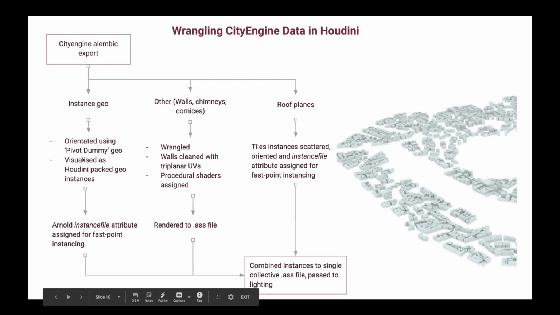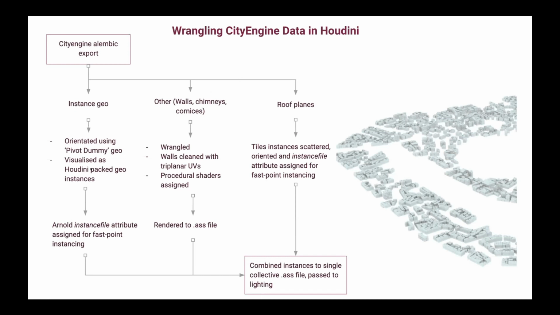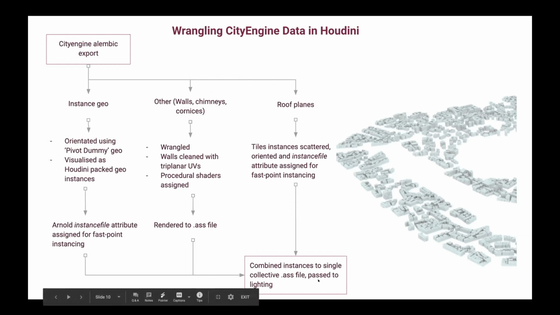With the instance geo, the pivot dummy, we created the orients, and the points could be using Houdini's instancing. You could also visualize what it would look like, and everything would be squished together into a collective AS file to be passed into lighting.